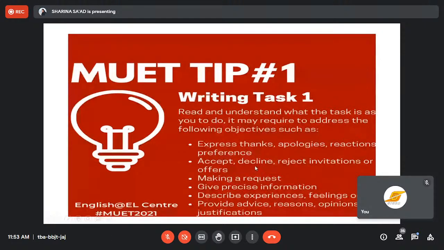Maybe you have to make a request, give precise information about something, describe experiences and feelings, or provide advice, reasons, opinions, or justification. Bear in mind, you do not know what the content of the email will be for your exam, but these are the things you may need when you want to reply to the email.